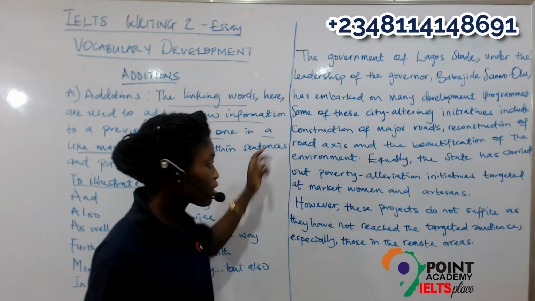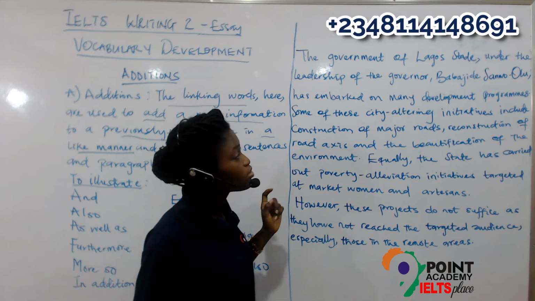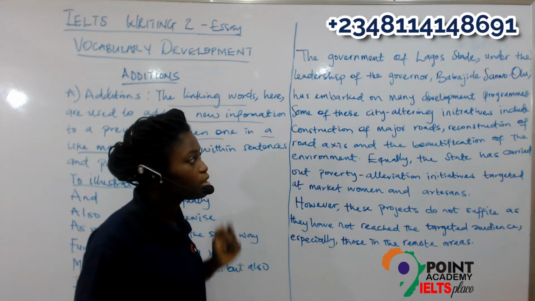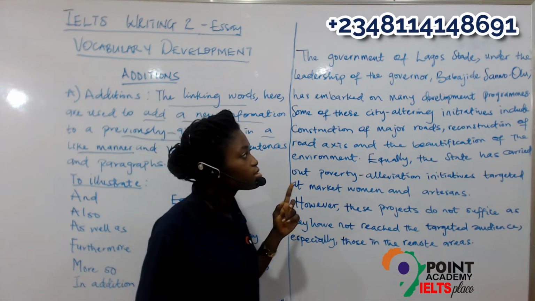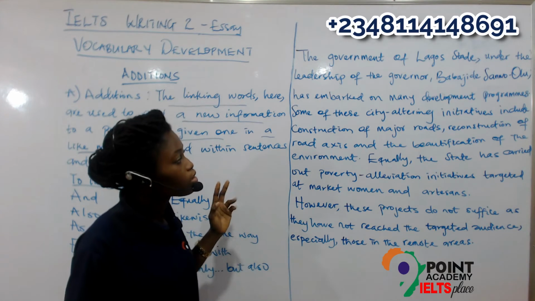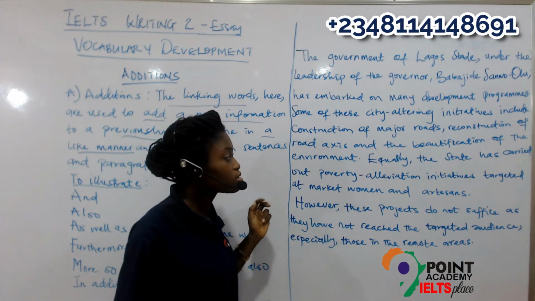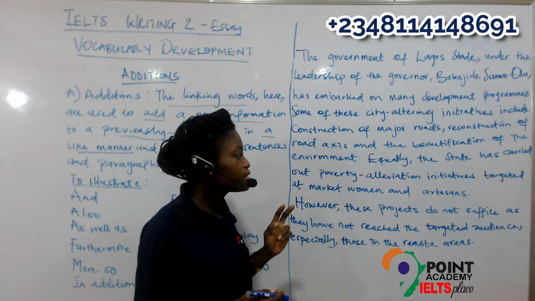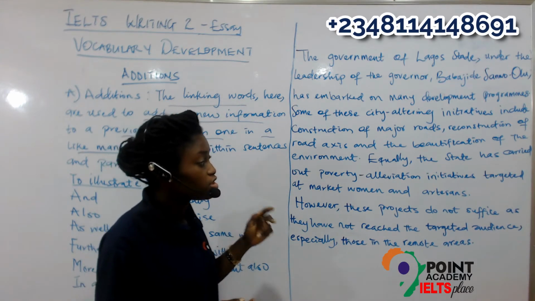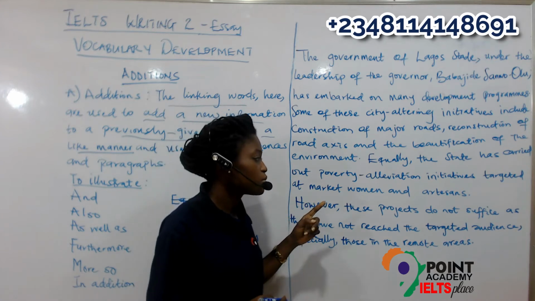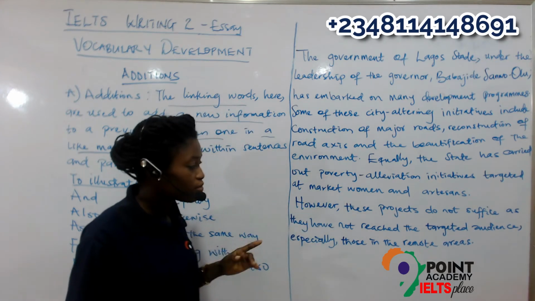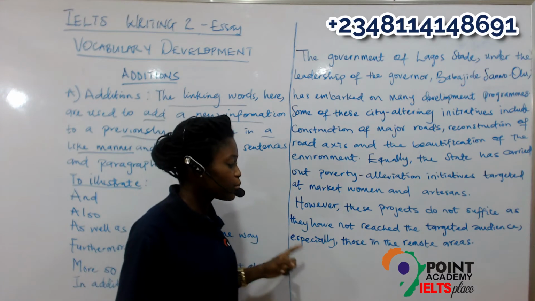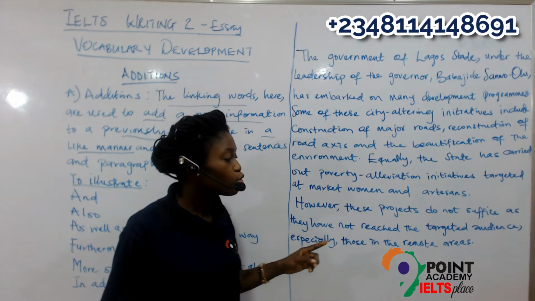A sample paragraph, I'm going to read it out. The government of Lagos State, under the leadership of the governor, Babajide Sanwo-Olu, has embarked on many development programs. Some of these city-altering initiatives include construction of major roads, reconstruction of road hazards, and the beautification of the environment. Equally, the state has carried out poverty alleviation initiatives targeted at market women and artisans. However, these projects do not suffice as they have not reached the targeted audience, especially those within the remote areas.